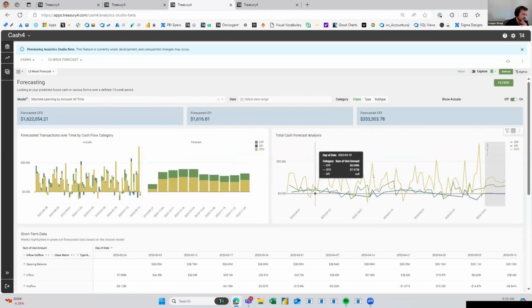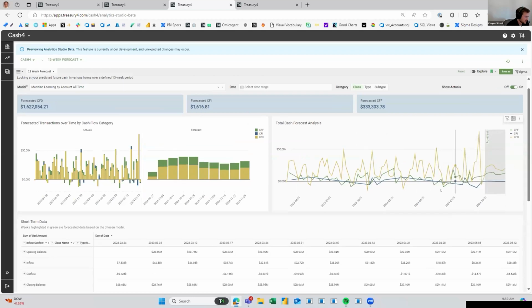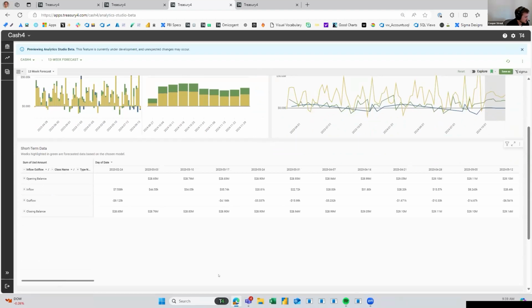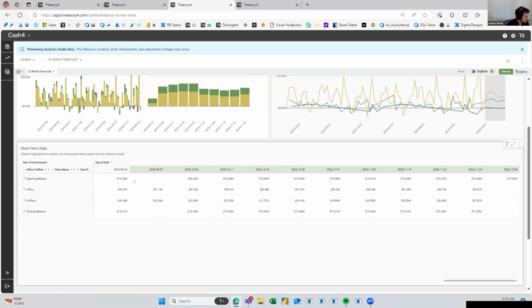So you can see here, we've got these ups and downs. There's some kind of pattern there, and the machine learning has identified some patterns there for the 13-week forecast. And you can get into the details of that here, from the calculated opening balances to the calculated closing balances below.